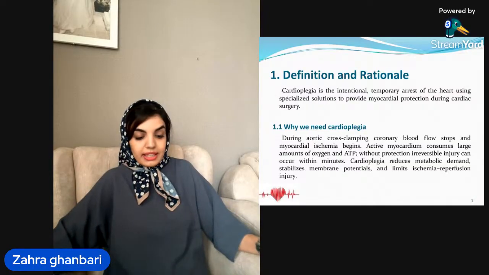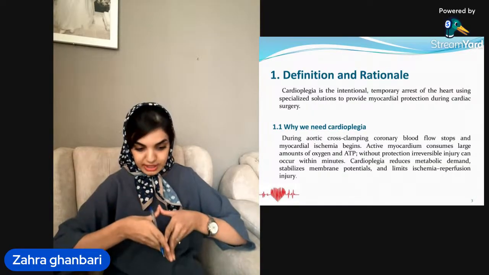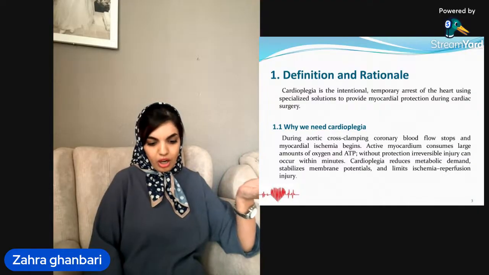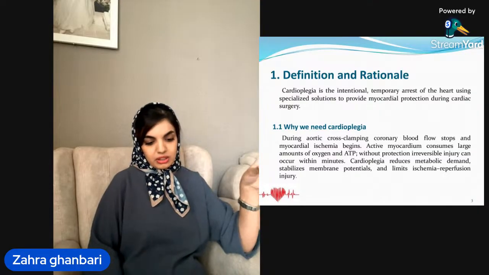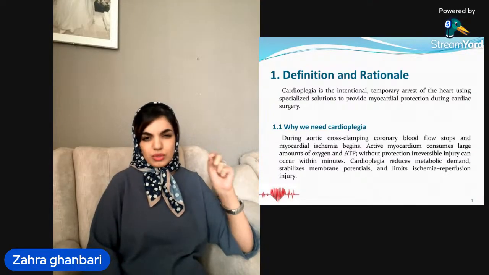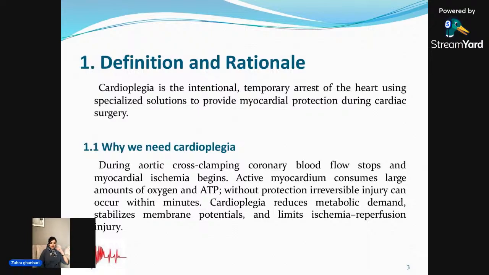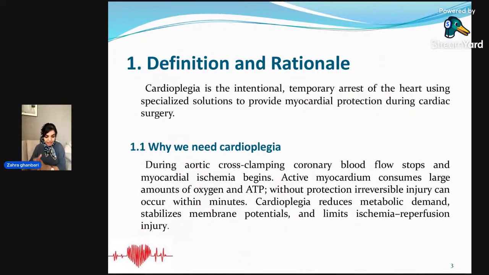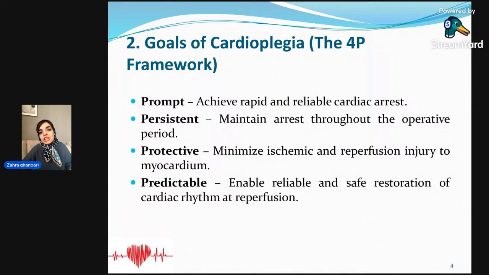A beating heart has a high oxygen demand. Without stopping the heart, irreversible damage can occur within minutes. By arresting the heart and lowering its temperature, the heart's metabolism and oxygen consumption can be reduced by approximately 90%. Go to the next slide, please.